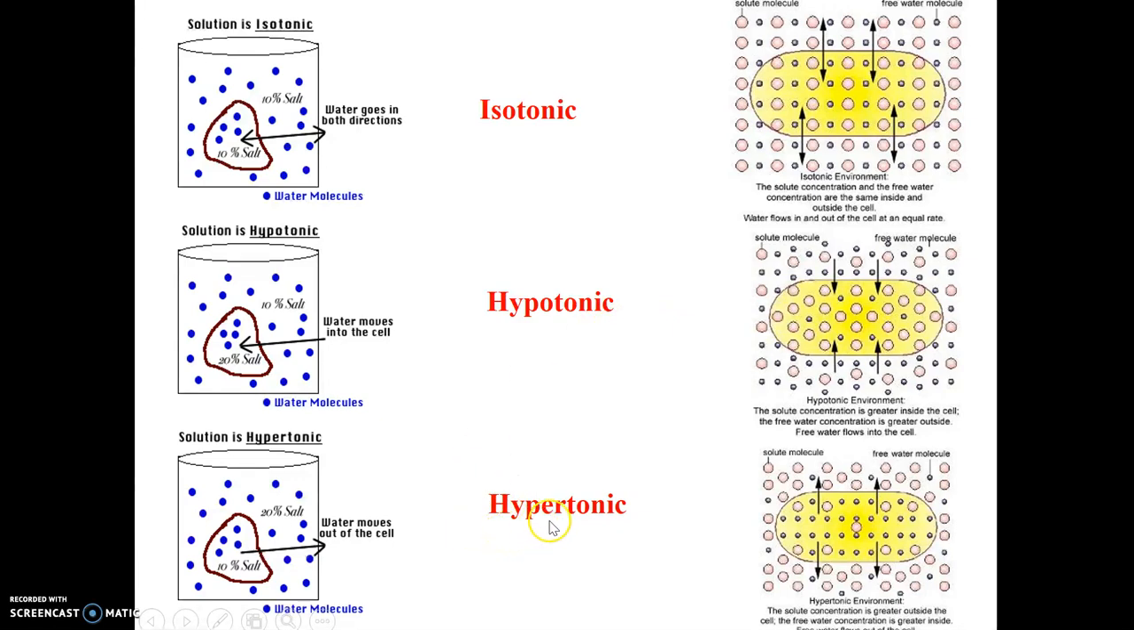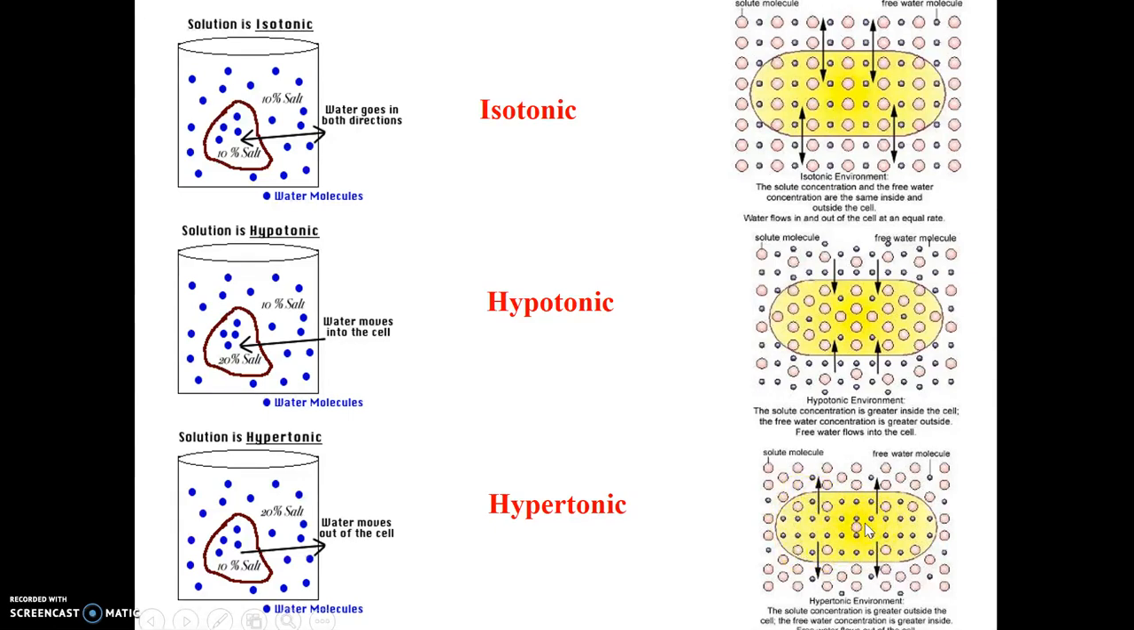A hypertonic solution means that the solution itself outside the cell has more dissolved parts, more dissolved molecules in it, so 20% salt solution, and then inside the cell we have a 10% salt solution. This is going to result in water moving out of the cell. Let's look at why that happens. Going back over here, we have inside of our cell a lot of free water molecules and a low concentration or a little bit of dissolved particles.